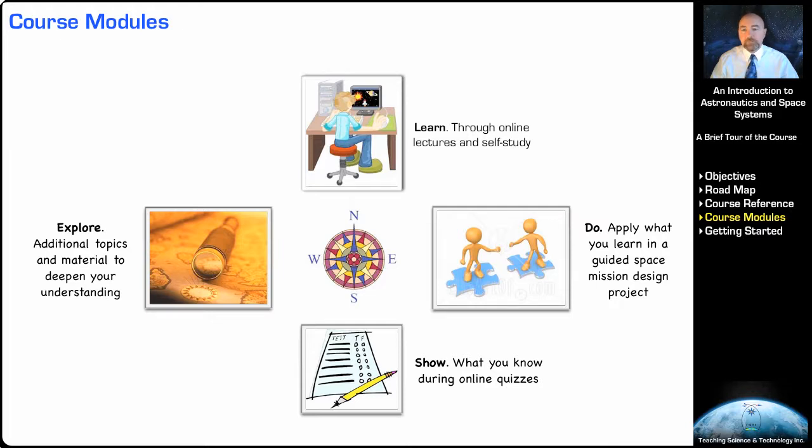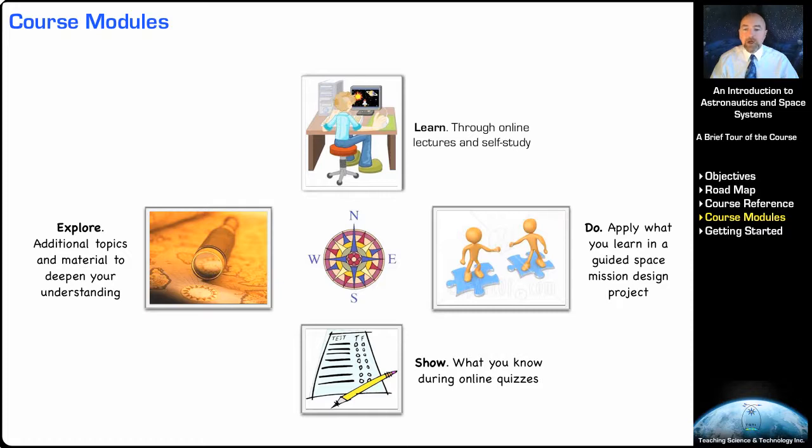The third type of module is called Do. Do provides you the opportunity to practice what you've learned by undertaking the design of a real space mission. We expect you to attempt to solve all of the Do modules. However, if you're having problems or have questions with these or any part of the course, there will be forums, frequently asked questions, and other resources to allow you to interact with your seminar team and your course coaches.